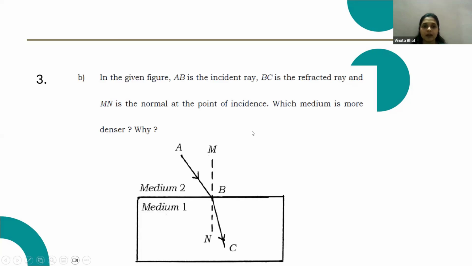Next question. In the given figure AB is the incident ray, this is from the light chapter, BC is the refracted ray and MN is the normal to the point of incidence. Which medium is denser? Why? Here, the refracted ray is bending towards the normal, it is not bending away from the normal. So we can say that medium 1 is the denser medium than medium 2, because the refracted ray is bending towards the normal.